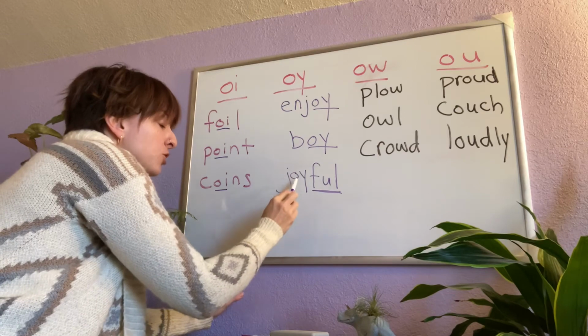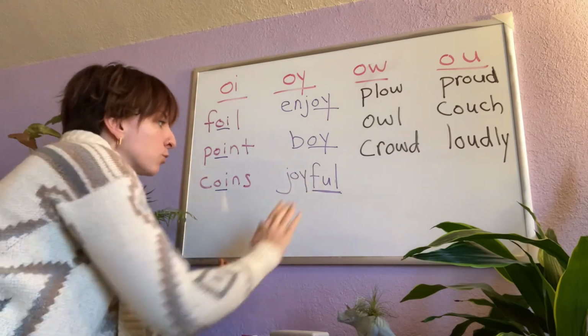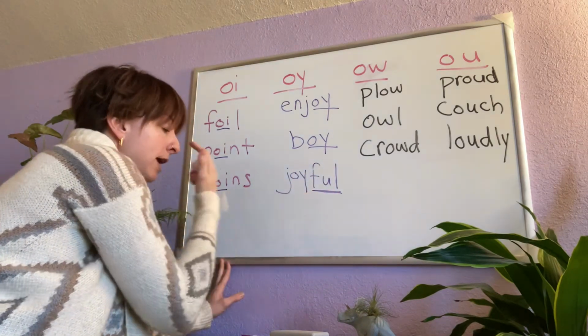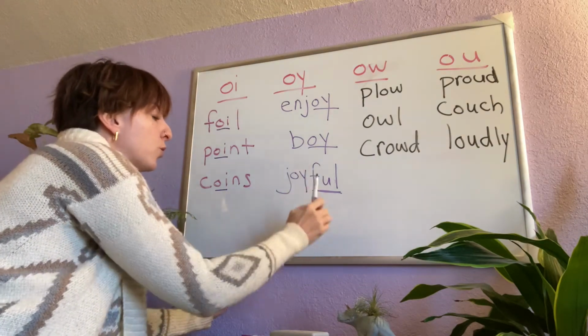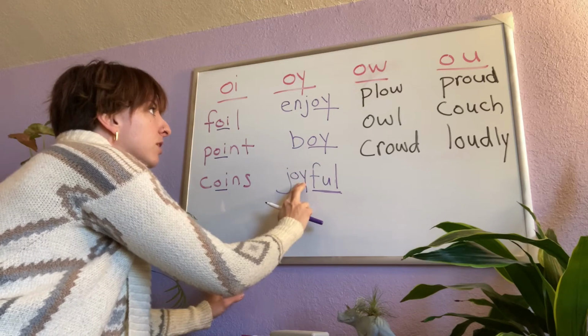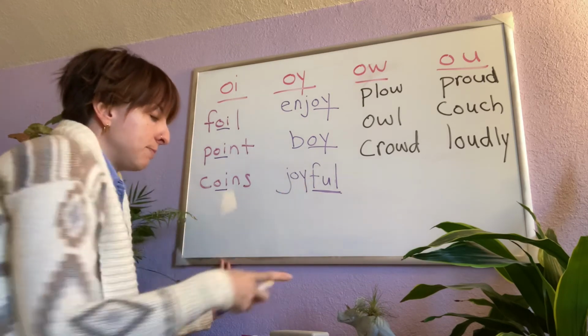So do I change it to O-Y or O-I? You don't, because this is the root word. So you always have to look at the root word, and that's going to give you your information. Since the root word is joy, and this is just a suffix, I wouldn't change the oi diphthong to an O-I. I would leave it.